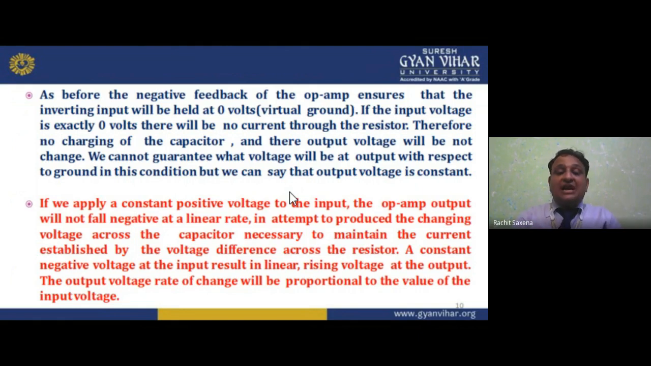A constant negative voltage at the input results in what? A linear rising voltage at the output. The voltage is rising, increasing at the output end. Now, the output voltage rate of change will be proportional to the value of the input voltage. Obviously, the output voltage is proportional to the value of the input. So if the input changes, the output will change. I hope you understand this.